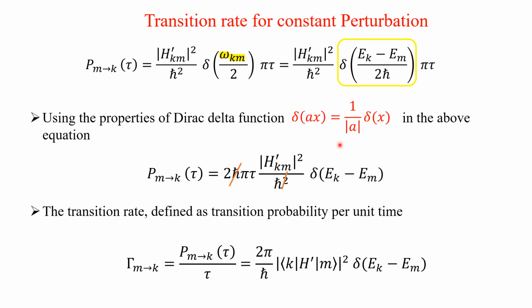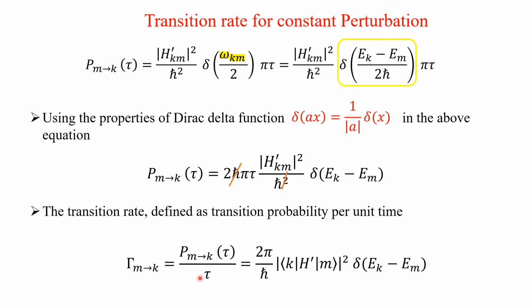I have used the Dirac delta function property. Here h cross will get cancelled with this h cross square. So you will get only h cross in the denominator, and tau in the numerator. Now you can find the transition rate, which is defined as transition probability per unit time. That means you divide this P by tau, then you will get the transition rate.